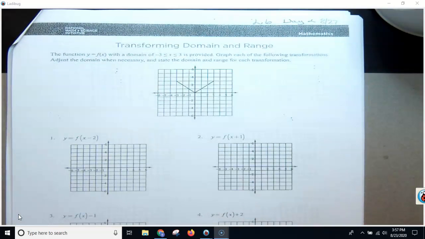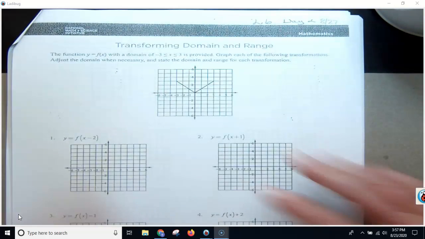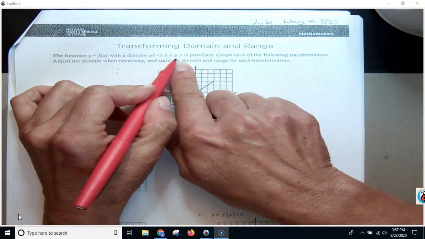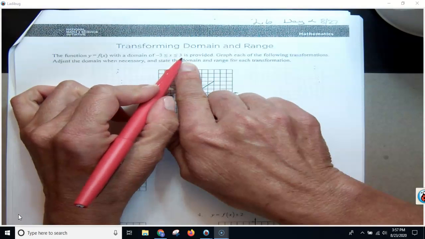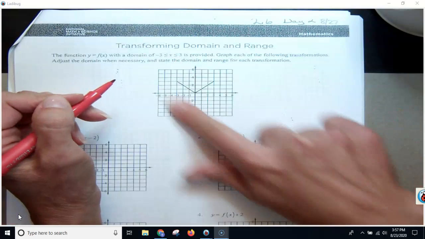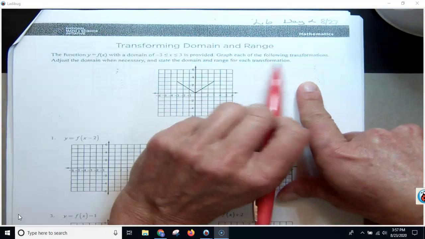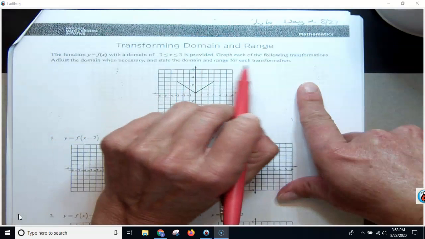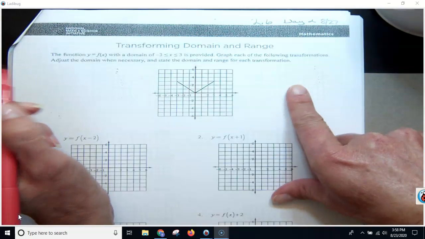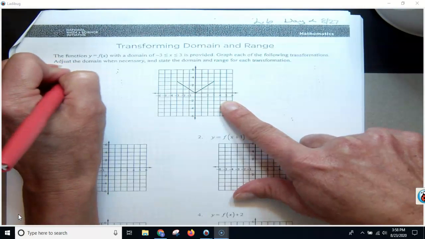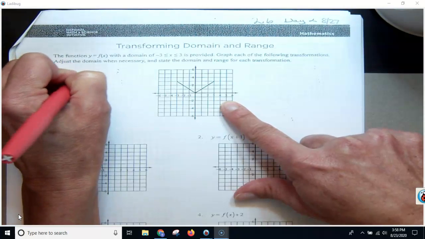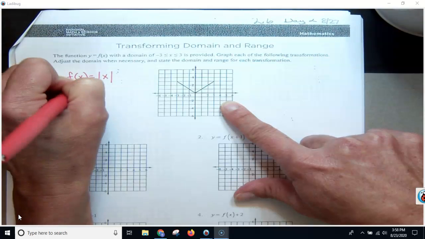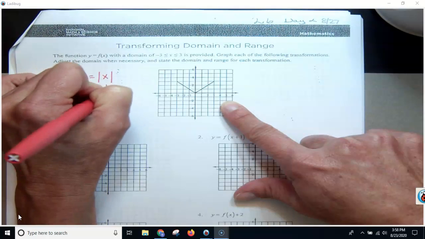So this is kind of a fun way to put this. It says the function y equals f of x with the domain of -3 is less than or equal to x less than or equal to 3 is provided. So here is that function. Graph each of the following transformations, adjust the domain where necessary, and state the domain and range for each transformation. Now, hopefully you guys are recognizing that this is actually f of x equals the absolute value of x, or y equals the absolute value of x.